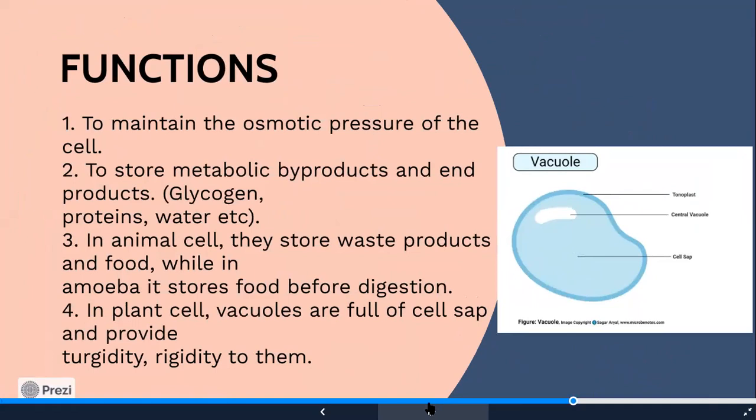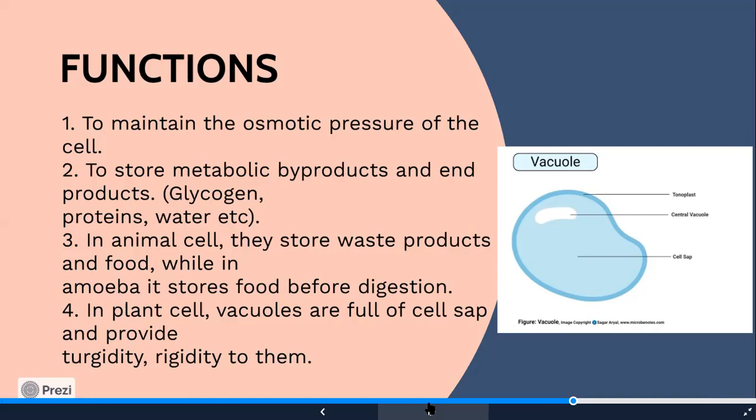In animal cells, they store waste products and food, while in amoeba, it stores food before digestion. So when amoeba takes in the food, it forms a vacuole. And then in that vacuole, certain enzymes are released and the food is digested. And then amoeba uses it up and gains energy from that food.